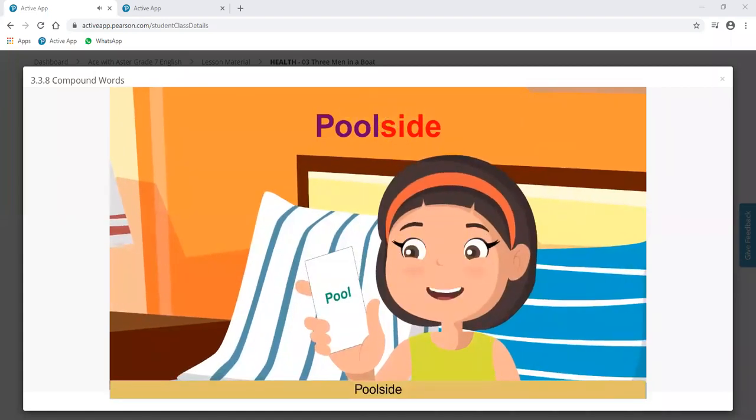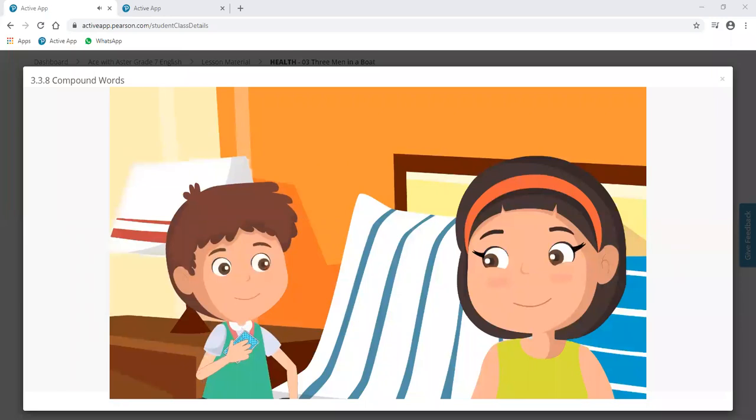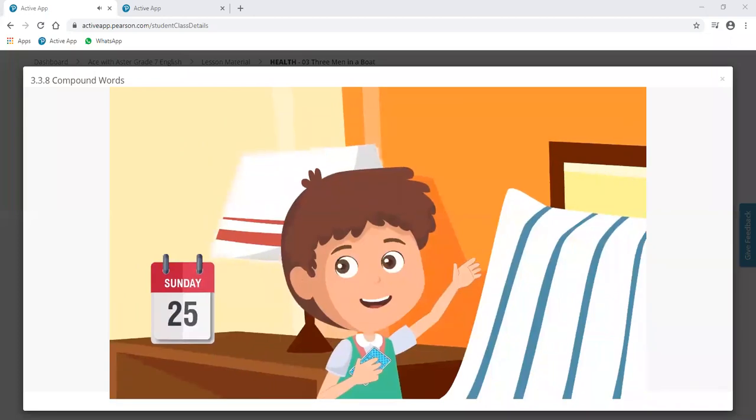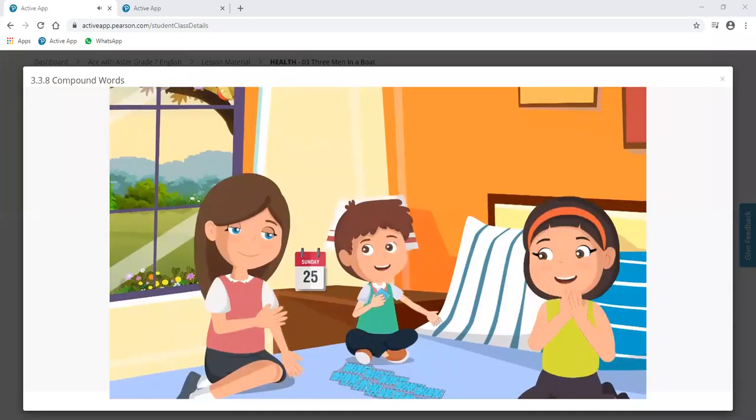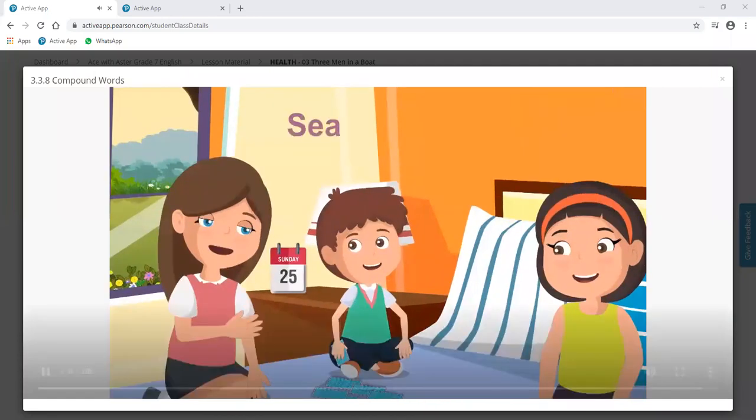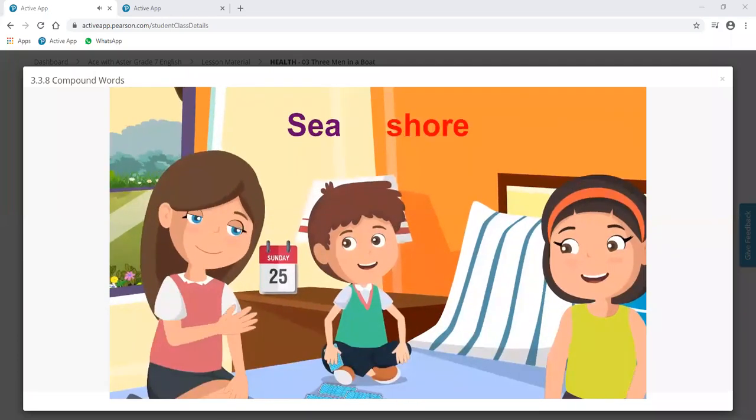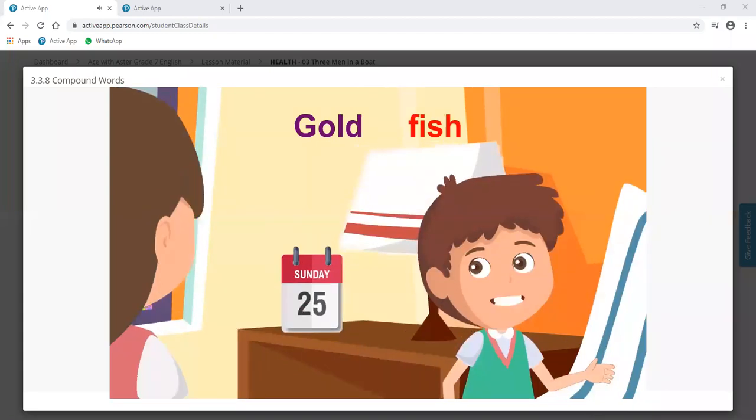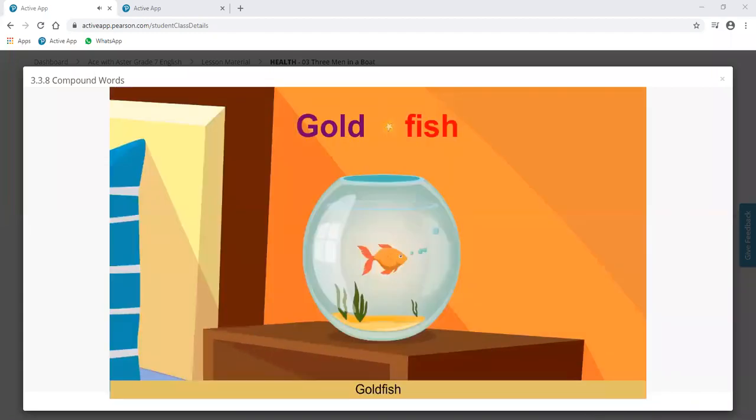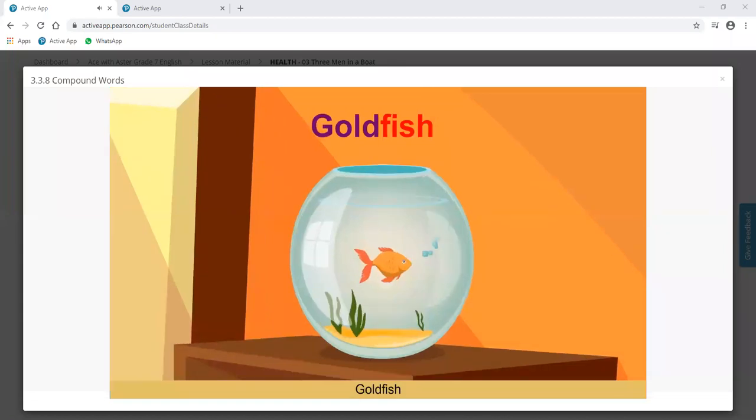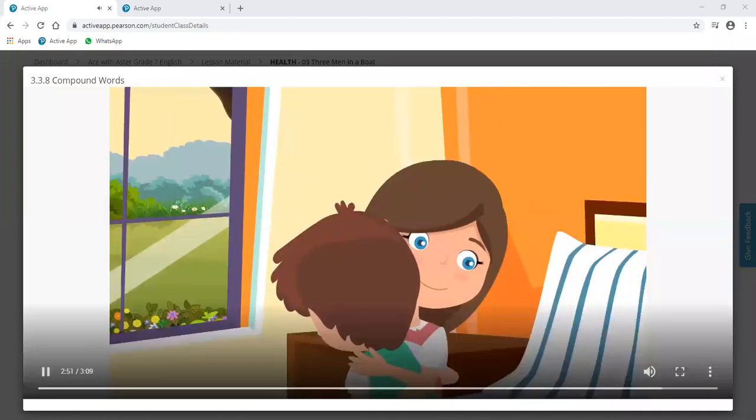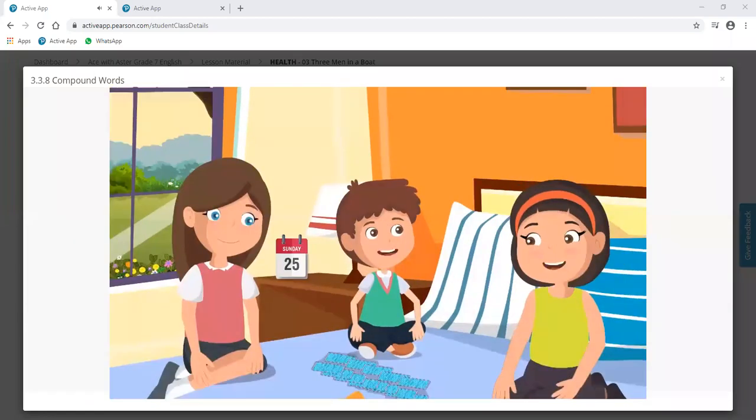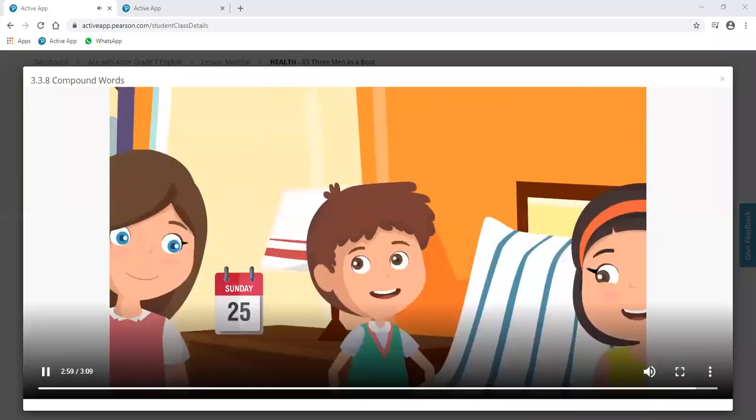Poolside. Now you pick a card. It's sea. We go to the seashore. Yes, that's right, Raju. You are getting it. So sea and shore are different words, but they combine and make a new word. Gold and fish are two different words. Together, they make a goldfish, like our Golu. Very good, Raju. Let me treat you to a cupcake. You mean a cup and a cake? No, I want a cupcake.